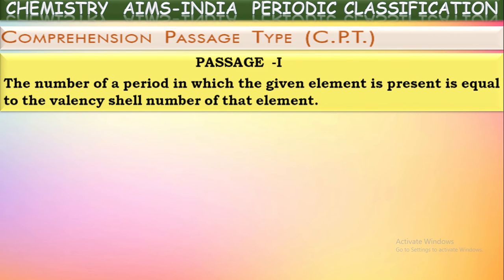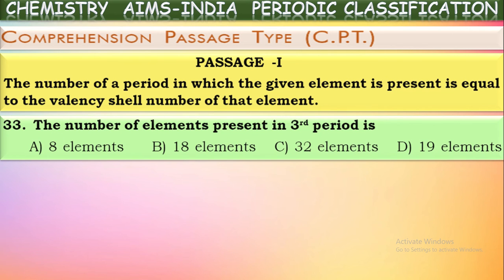Next let us see the comprehension passage. Read the passage given here. The number of a period in which the given element is present is equal to the valence shell number of that element. Yeah, the number of the maximum shell present in the electronic configuration of an element gives its period number. Now let us see questions based on this. See the first question. The number of elements present in the third period is.